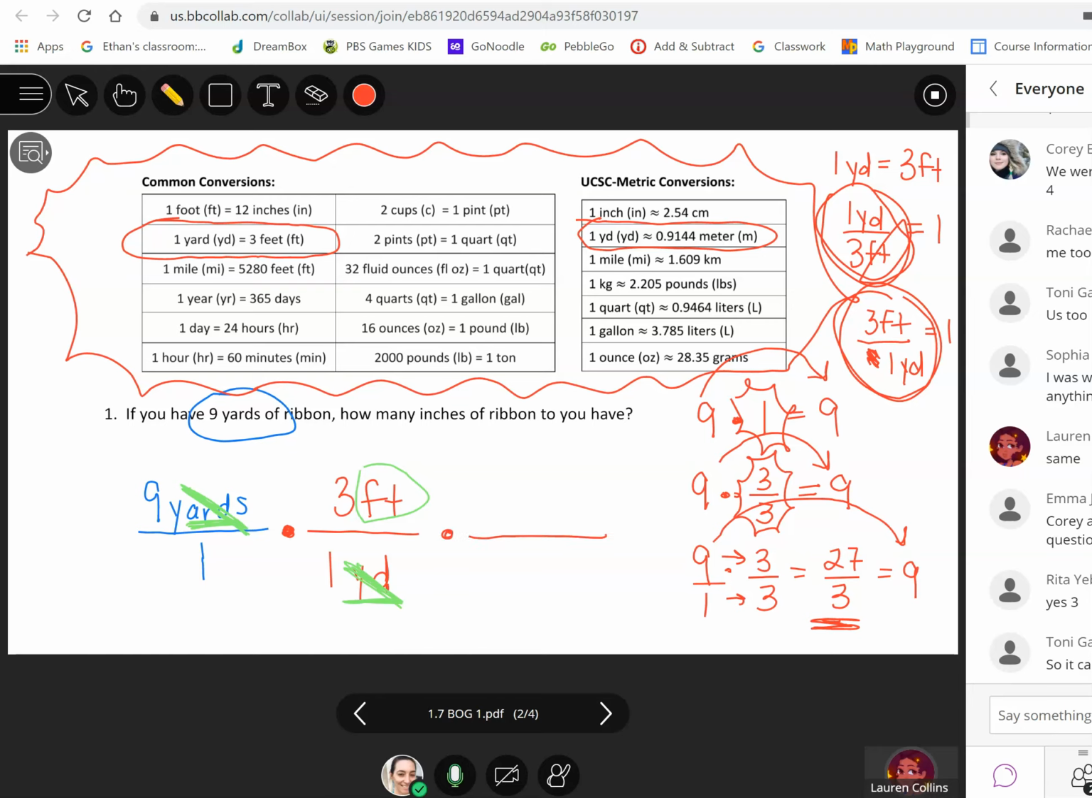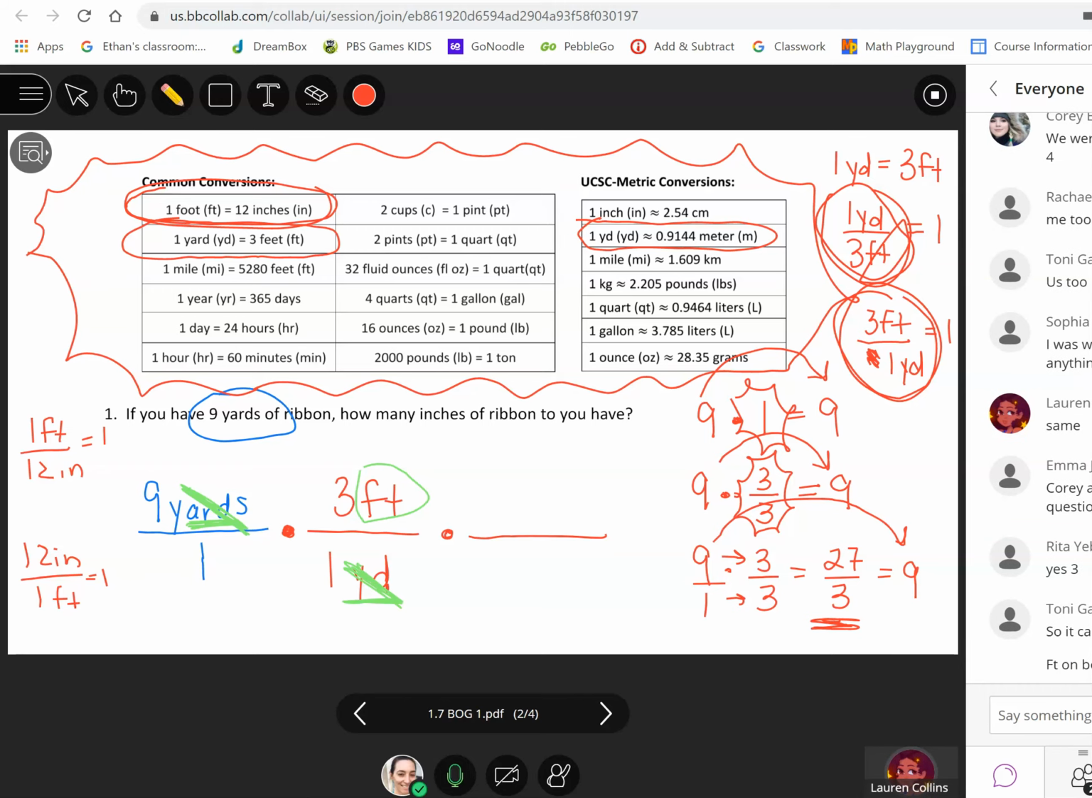So I'm going to go look at inches. So 1 foot cashes in for 12 inches, right? So I can write that fraction two ways. I can say 1 foot on top and 12 inches on bottom, because 12 inches is the whole foot. Or I can put 12 inches on top and 1 foot on the bottom. So which one do I want to use? You want to use the 1 foot on top and 12 inches on the bottom because there's the 3 feet.